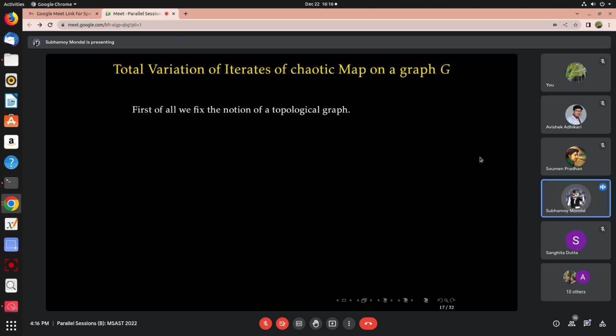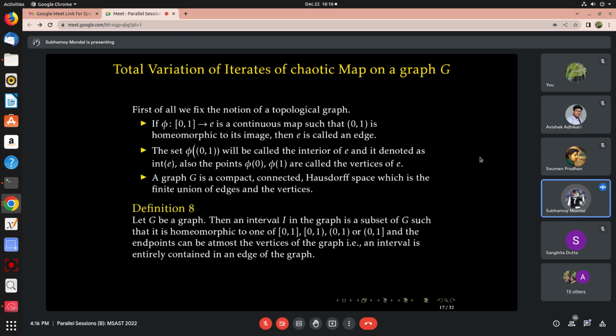The next is the total variation of iterates of a chaotic map on a graph G. For this, we need the notion of a graph. A topological graph is a compact connected Hausdorff space which is a finite union of homeomorphic copies of a compact interval [0,1], such that they can intersect at most at one point. And an interval of a graph is a set homeomorphic to one of these intervals, which lies entirely in an edge of a graph.